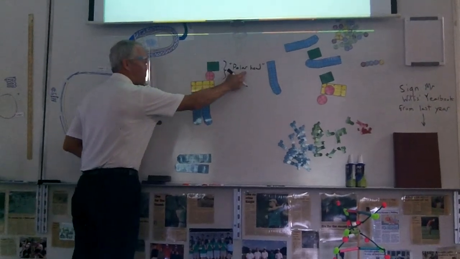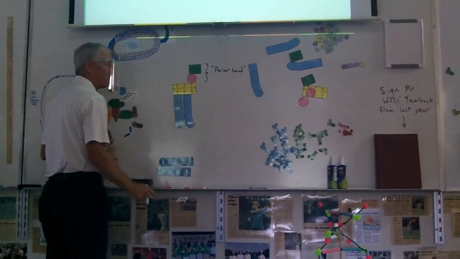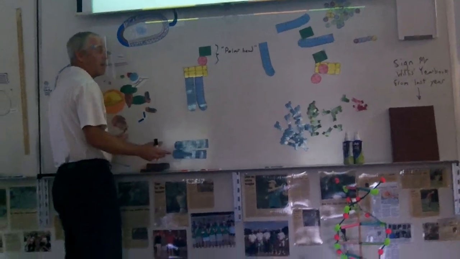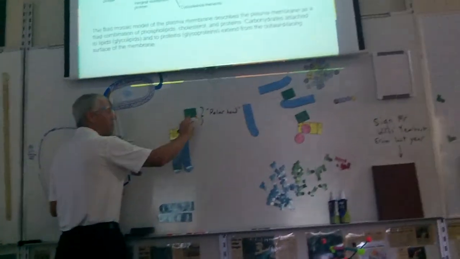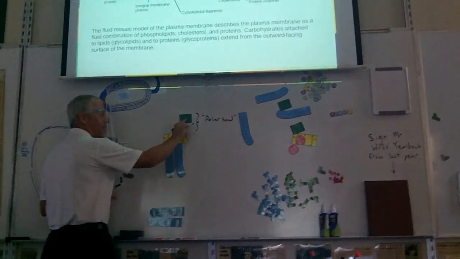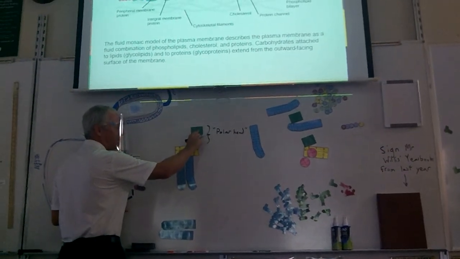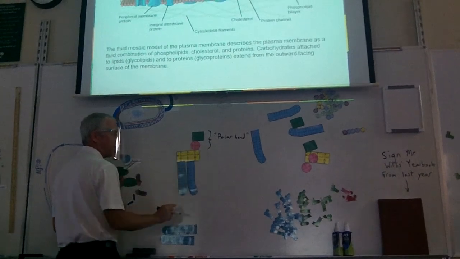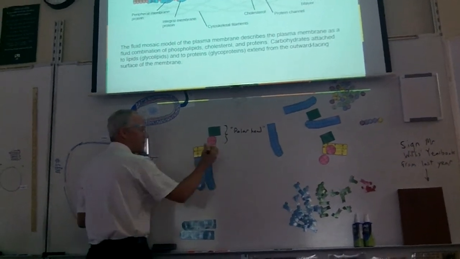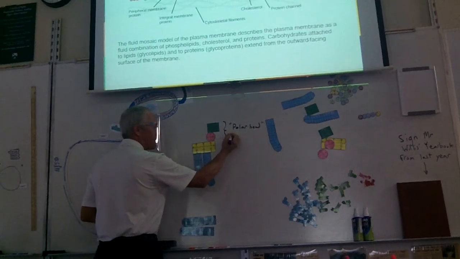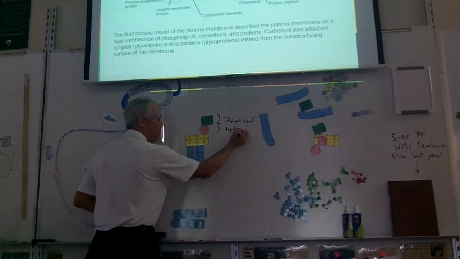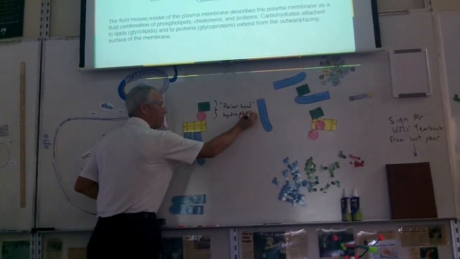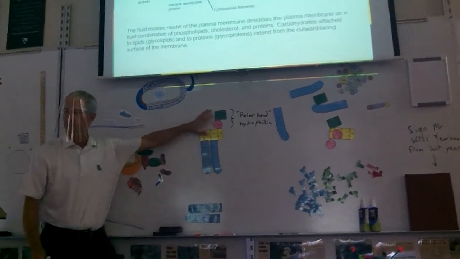Why do we call it polar? Because it is hydrophilic. Charged. What's that mean? It likes water. It's charged. If you look closely enough at these magnets, the N has a positive charge next to it. The P has a negative charge. And so it is hydrophilic, which means it loves water.